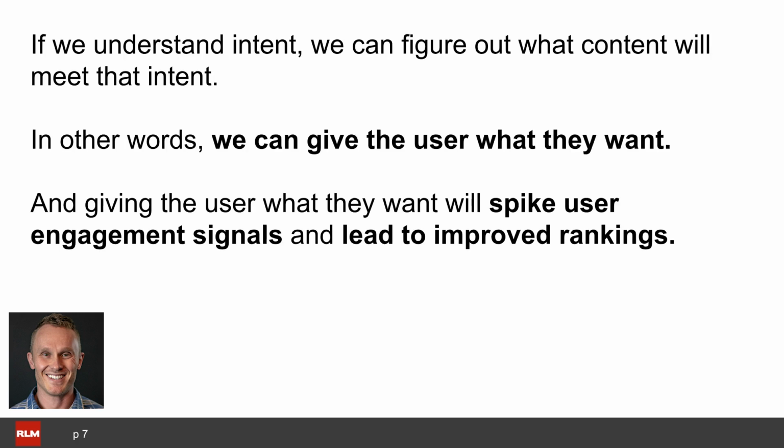And this is such an important concept because by understanding the intent behind a given search term, we can get a much clearer picture of who this person is, what they're looking for when they search, and exactly what type of content will help them meet that need. And remember back when we talked about how search engines are measuring user engagement signals to determine rankings? Well, what do you think happens to those user engagement signals when you create content that gives the searcher exactly what they're looking for? Those signals shoot through the roof. They end up much better than your competition, and so you can start to outrank your competition because of that.